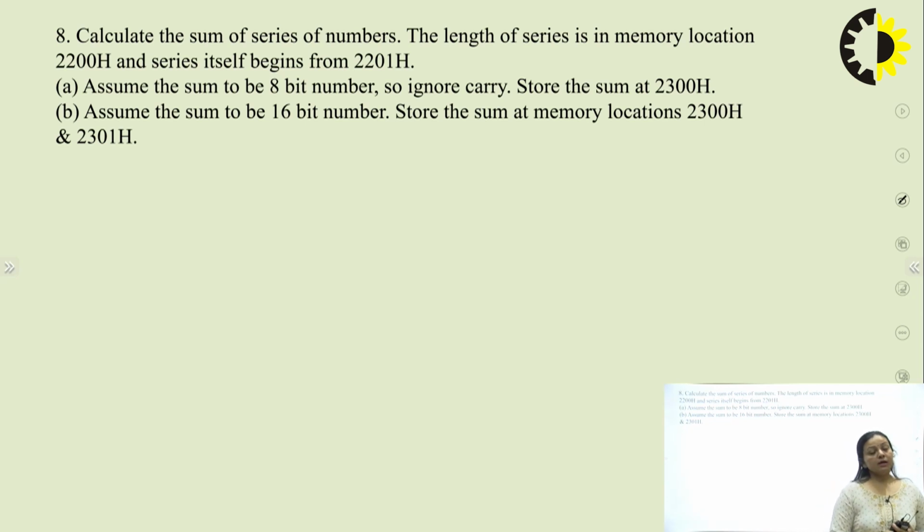Like the last example we discussed, the addition of two numbers, now I say that I have got a series of numbers, an array, and the length of that array is stored in the first location, and from the next location the numbers start. The first part says that we have to assume the numbers to be 8-bit numbers. The next part says we have to assume the sum to be a 16-bit number.